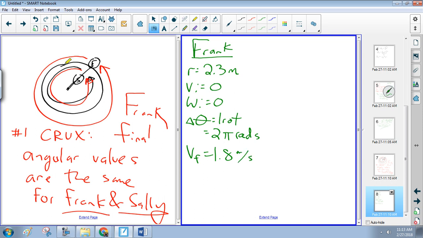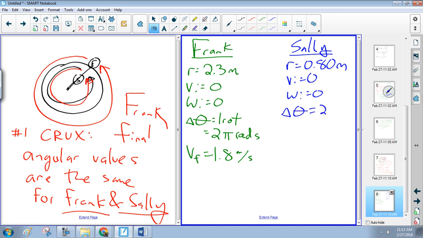Okay, and over here for Sally, we know her radius is 0.80 meters. We know that she begins at rest. She's also going to go through one rotation, right? So 2 pi radians. Remember, they have the same angular values. And what we're trying to find in part A is her tangential or linear acceleration. So somehow I need to use this information about Frank to find out something about Sally. And so the idea is this: if I can find Sally's angular acceleration, then I can use a jumper to find her linear acceleration.